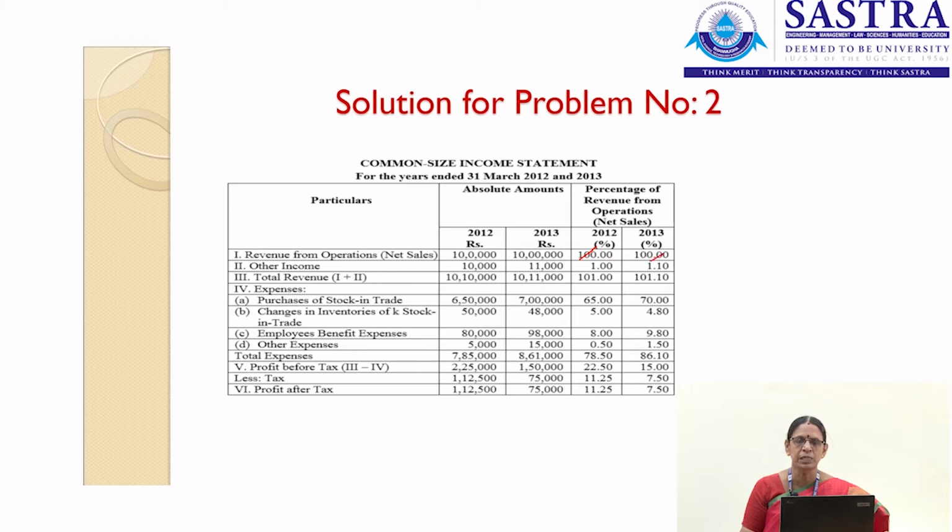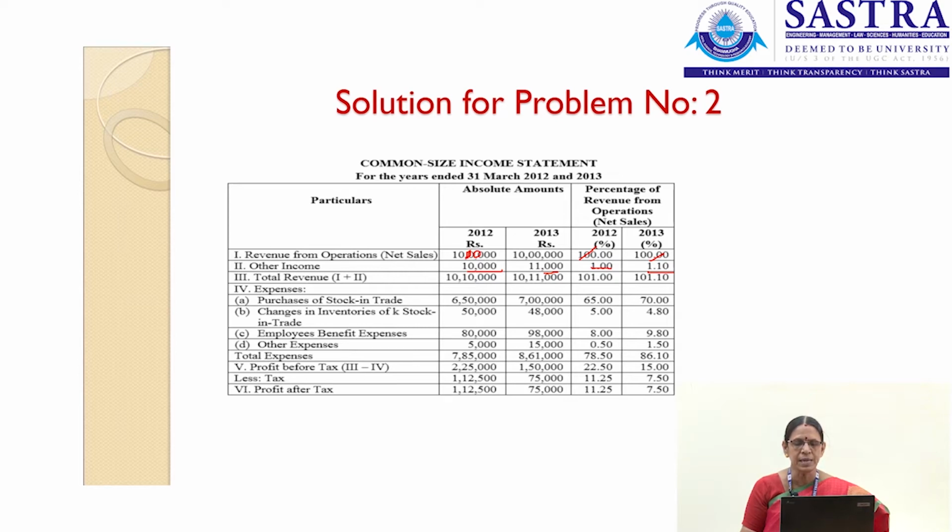That is, we take your net sales as your base. Again, other income 10,000. Again, this is converted into percentage. 10 lakhs is taken as 100 and what is your 10,000? Again, we have your 11,000. Again, this 10 lakh is converted into 100. What is your 11%? Sorry, 1.10%.